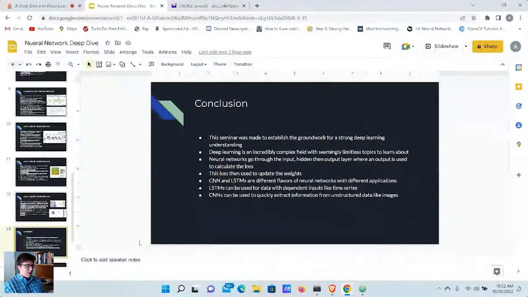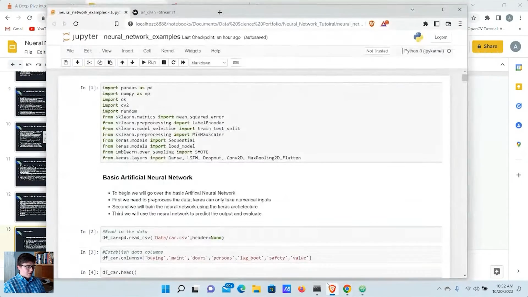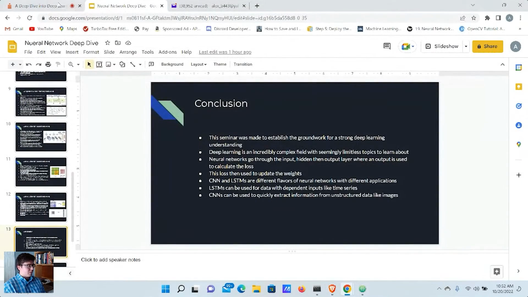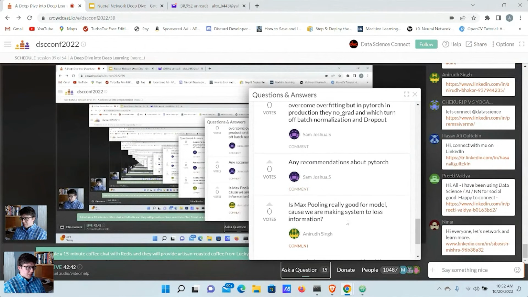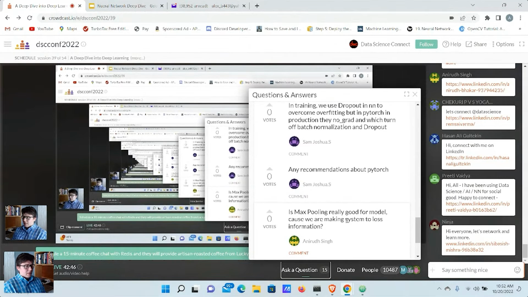Now, I do want to get to next steps, but let me see if there are any questions. Geez, lots of questions. Is max pooling really good for the model because we are making the system lose information? Yeah, that's a good question. So again, Anirudh, you're on fire.